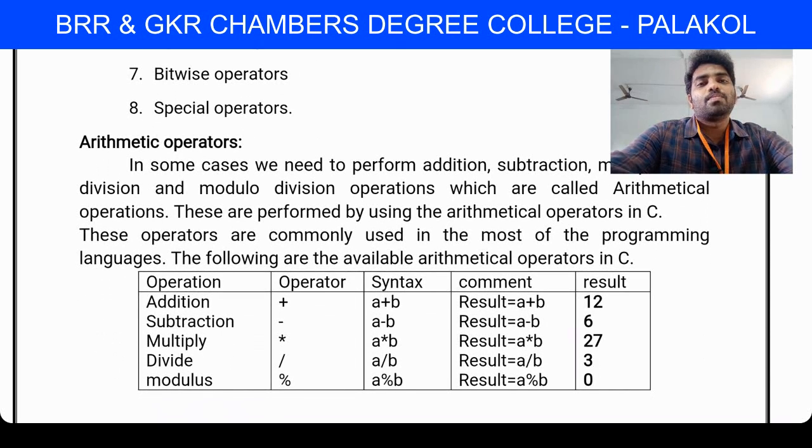Operations: addition, subtraction, multiplication, division and modulo division. The operators are plus, minus, asterisk, slash and percentage. The syntax takes two operands or two variables and applies the operator: a + b, a - b, a * b, a / b, a % b. Suppose a = 5 and b = 7, substituting gives 5 + 7 = 12. Next, a = 12 and b = 6, 12 - 6 = 6. The values are substituted in the syntax and the output is displayed.